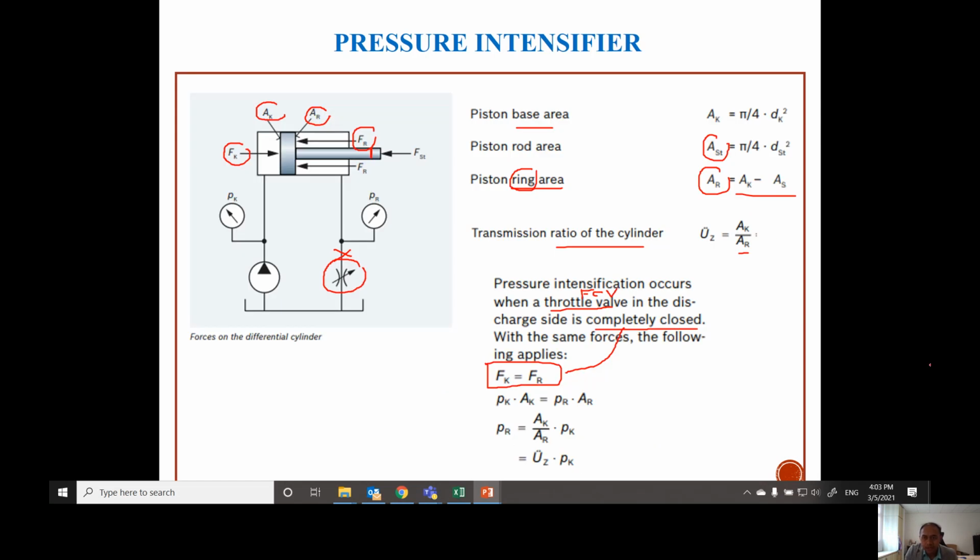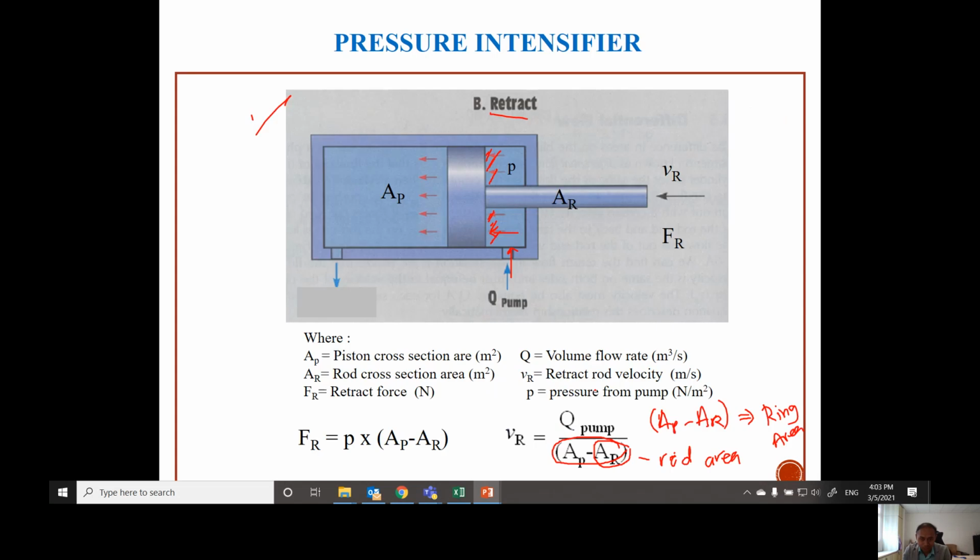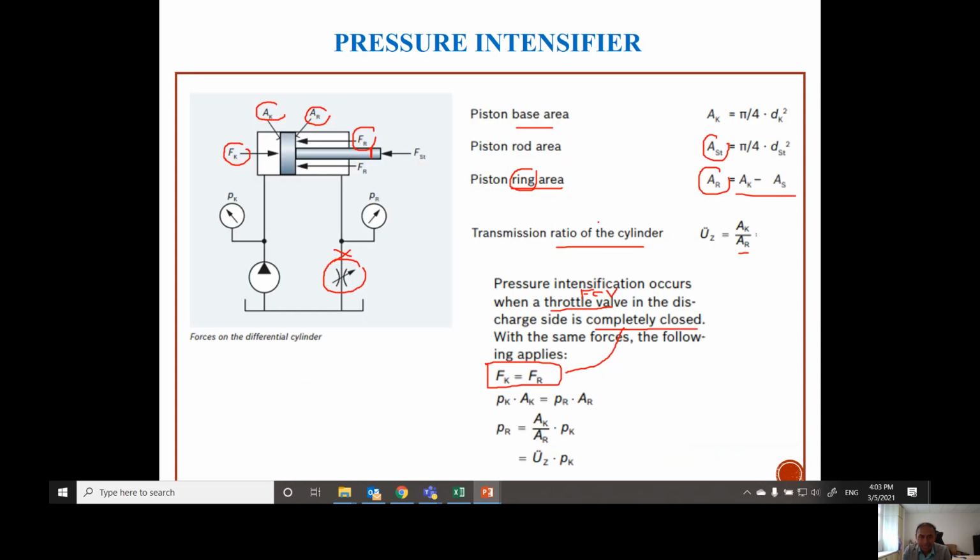And in this case, the ring area is represented also by AR. Okay, so please, I don't know how to explain, but it's two different sources here. This AR is rod area, and in this case, this AR is ring area. Because in this case, they use the rod area as AST, which is this one. Maybe because it's something related to German language, they use rod area as AST.